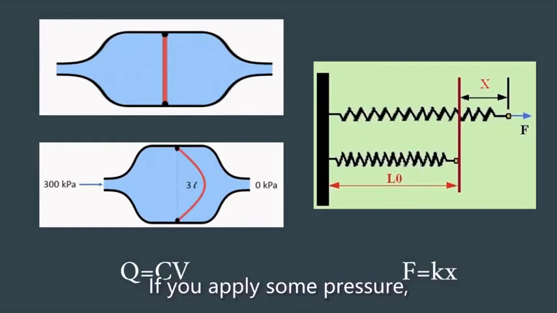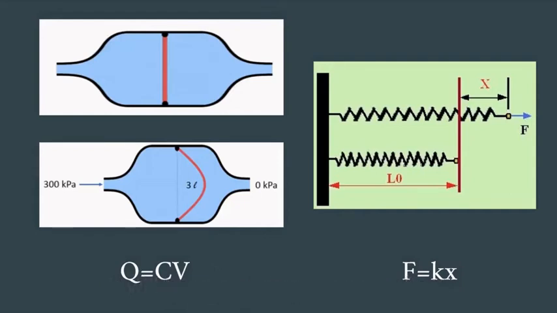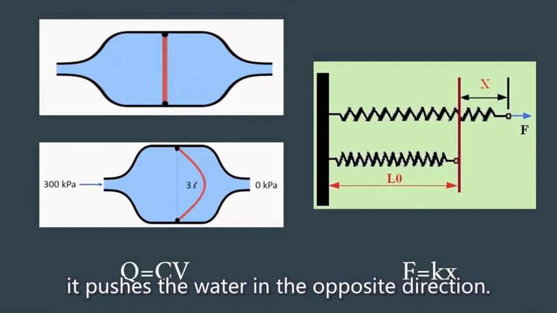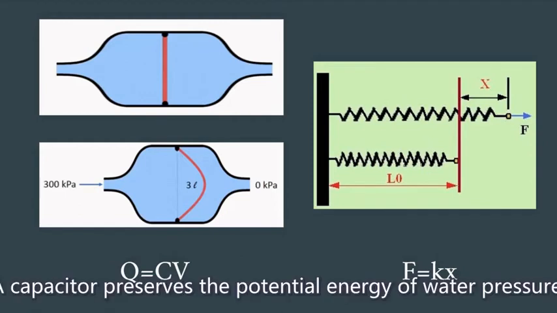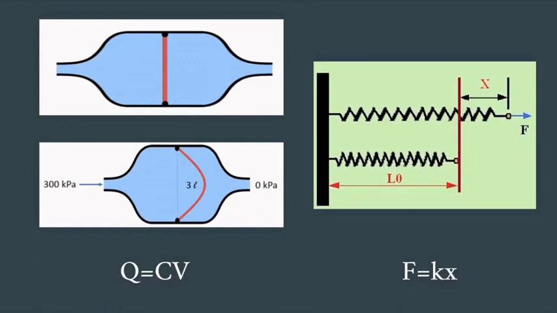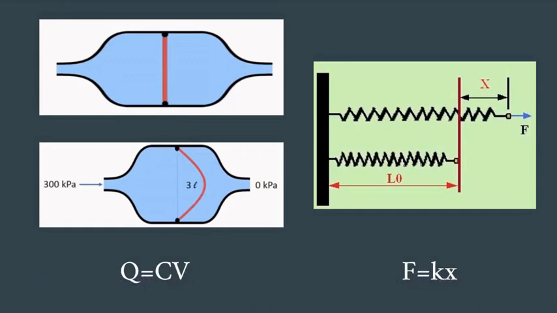If you apply some pressure, it will bend and stop the water flow. If you remove the pressure, it pushes the water in the opposite direction. A capacitor preserves the potential energy of water pressure, thus preventing the water pressure from being abruptly changed.